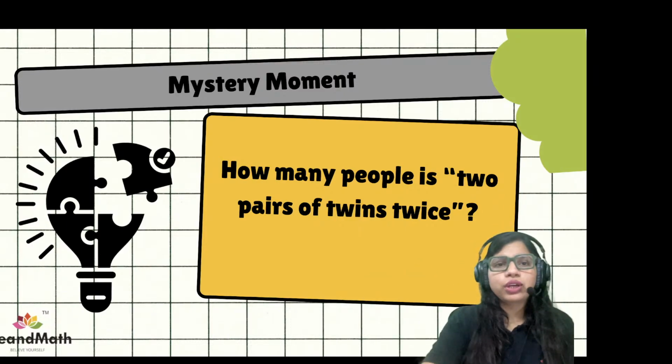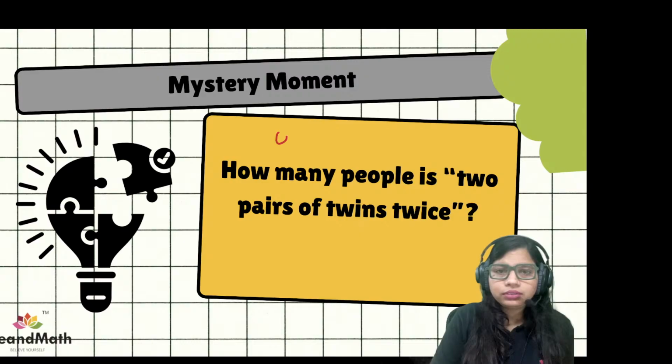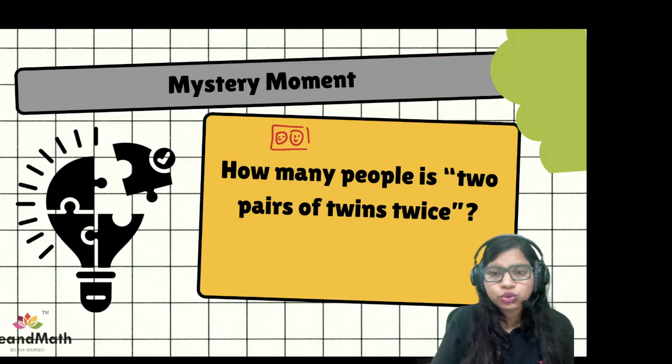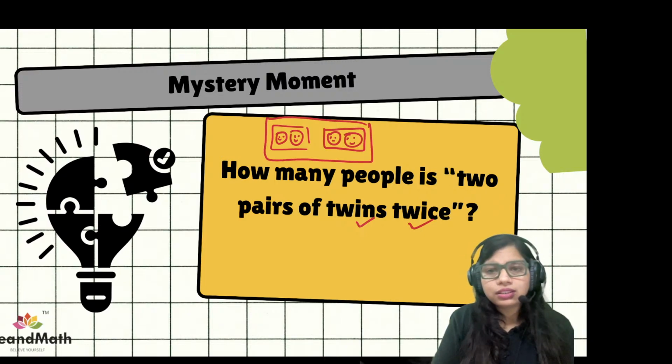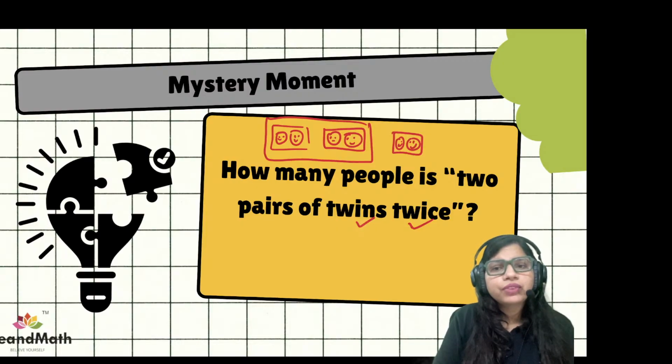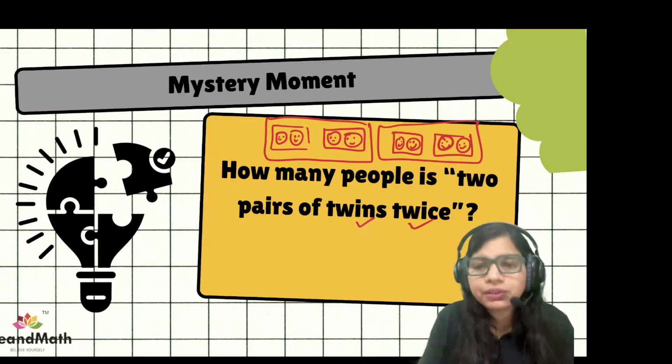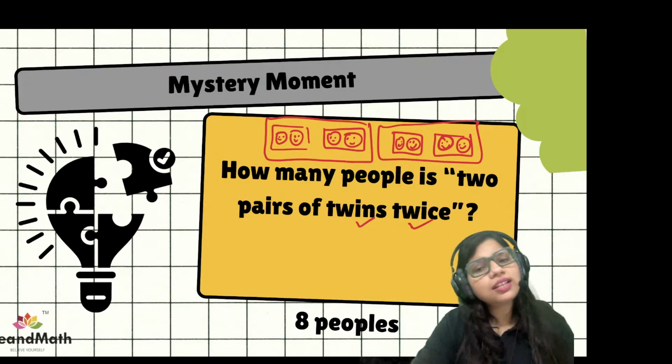Okay, let's do it together. So what the mystery is, we have twins. Say for example, these are twins. These twins are toys, because twins toys. So let's take another group. Twins twice, and two pairs. So this is the first pair. Now let's double it. This is the first pair and the second pair. This is the second pair. So how many kids in total? How many people in total? 8 people. And that is what the answer is.